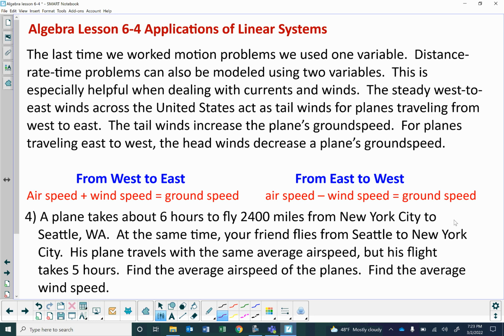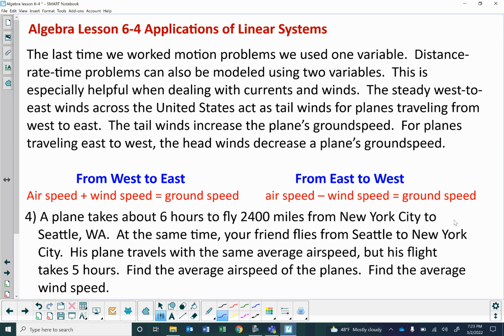If you know anything about the jet stream across the United States, we have a steady west to east wind that acts as a tailwind when planes travel from the west to the east. So if you're flying from Seattle to New York City, you're going to have a tailwind. That tailwind will make your plane's ground speed faster. So it's actually faster for you to fly from the west coast to the east coast, because you're always going to experience a tailwind in the form of the jet stream.